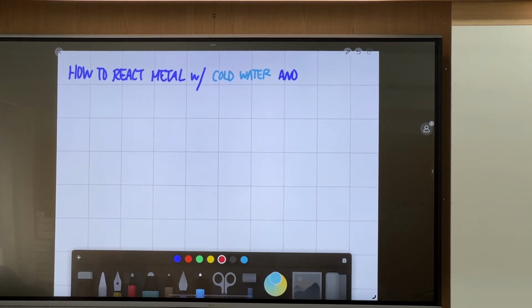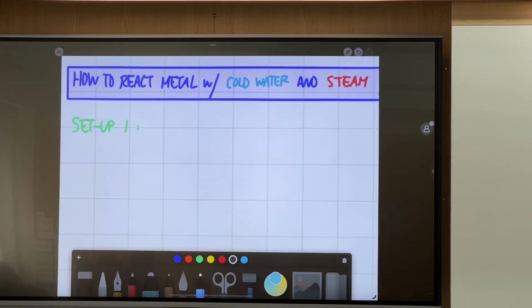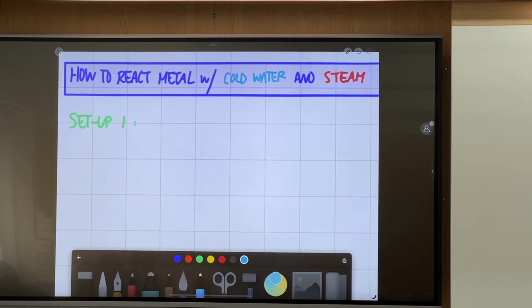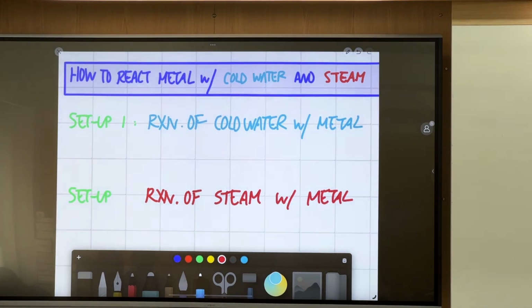Draw two setups below. The first setup is when you want to use cold water to react with metal. So reaction of cold water with metal. The second setup is used for when you want to react steam with metal. So we look at cold water with metal first.